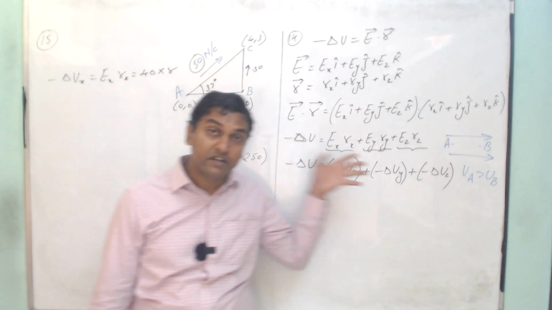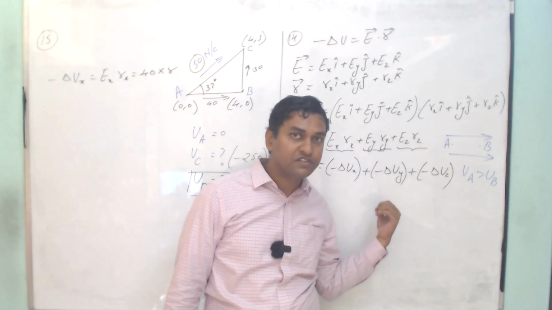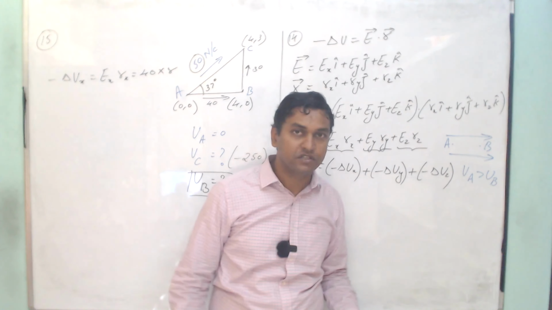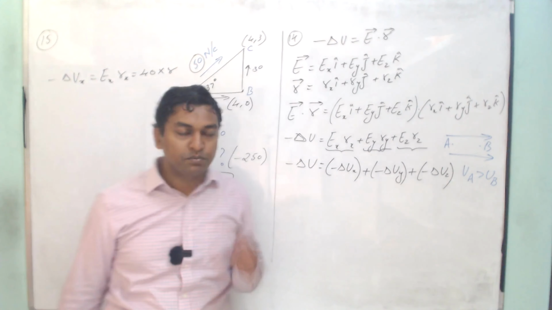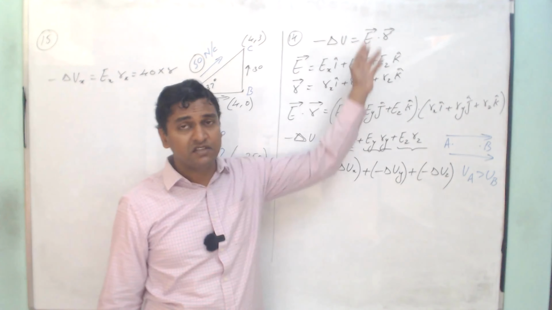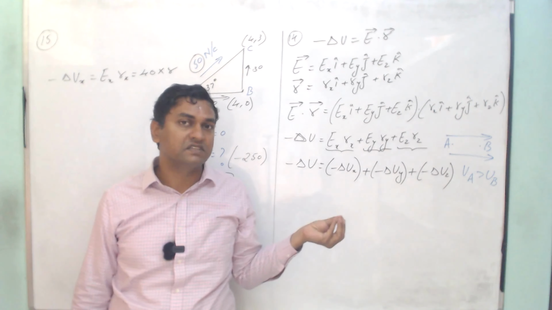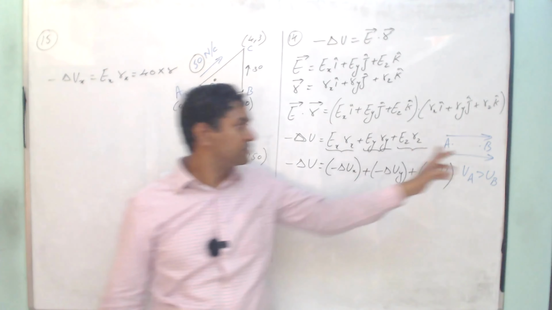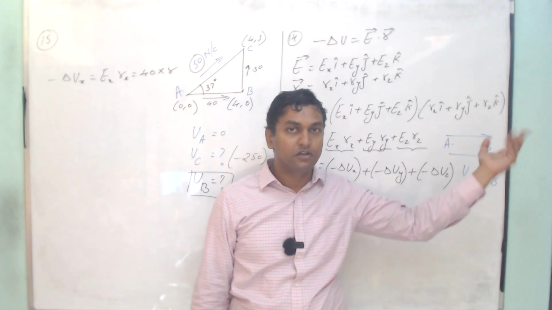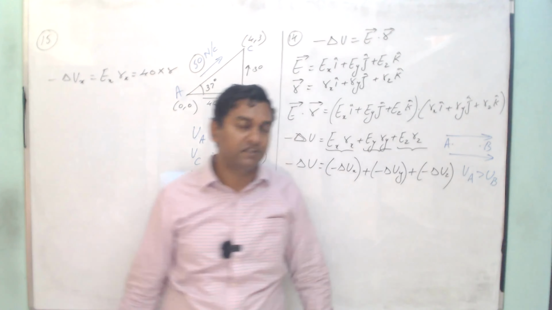Because direction of electric field is from left to right. If a charge moves from left to right, right becomes the final position. So simply, why am I having negative sign in my minus delta V is equal to E bar dot R bar? Why do I have this negative sign with delta V? It is because of simply this logic. High potential to low potential, electric field will be there. So loss in potential will happen if we go along the electric field.